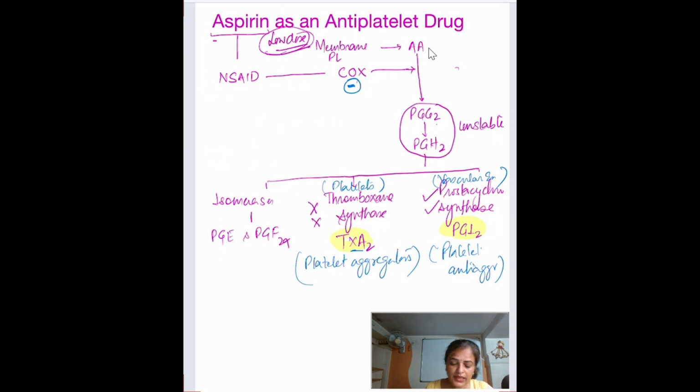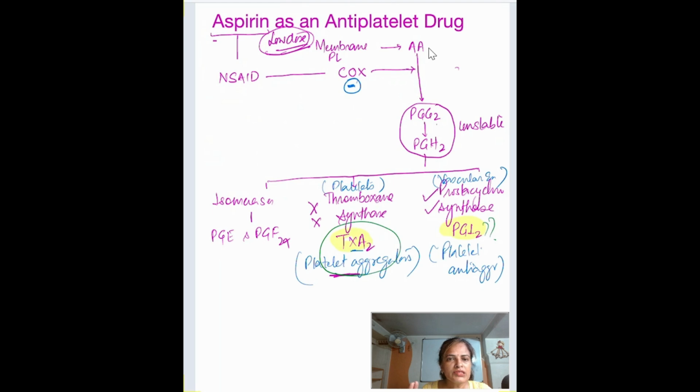The answer is like in a low dose. What is especially in a low dose? You have to explain why in low dose it is going to inhibit only this. Why is it inhibiting only thromboxane A2, and why is it not inhibiting prostacyclin? Why not this?